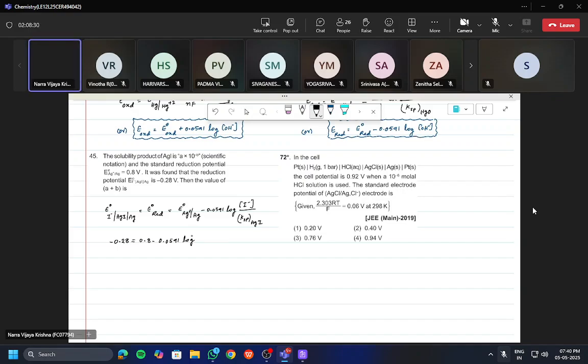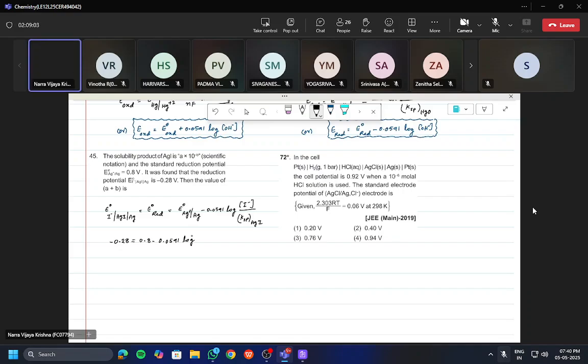But they have to give the I minus value. What will I do? They have not given the I minus value, man. The question is incomplete. They have not given it. Right? So as they have not given, I am making one assumption. Let me assume it is a saturated solution of AgI. It's a saturated solution of AgI.